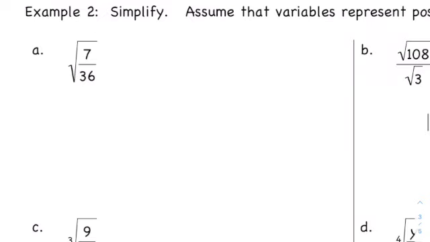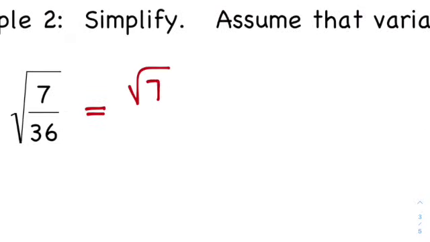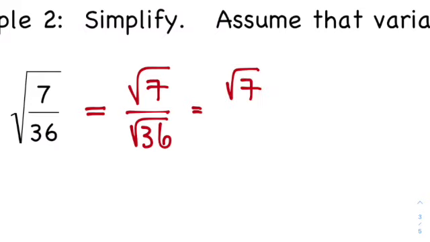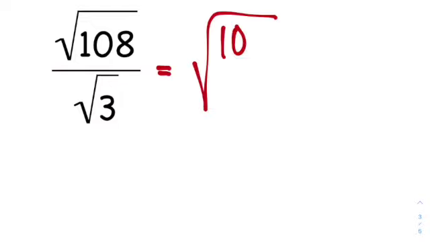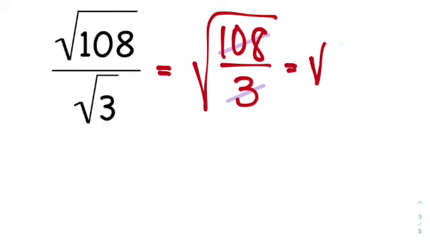So now what you can do is split this off, square root 7 over square root 36, and that's going to be square root 7 over 6. Second one, I will just reduce it first because then I can see 3 goes into 108. So I'm going to put it together under one root, divide by 3, and then cancel. And if I cancel that, that's going to be square root 36, and that's 6.